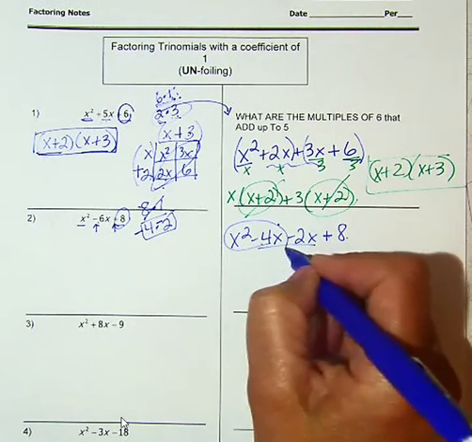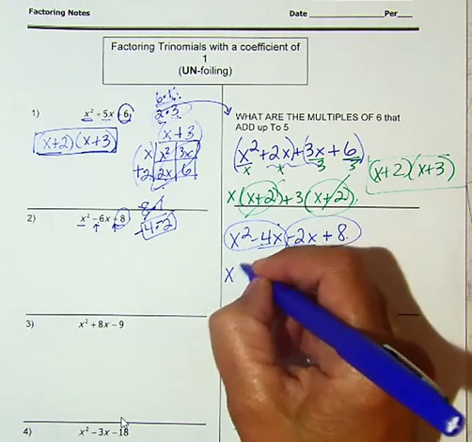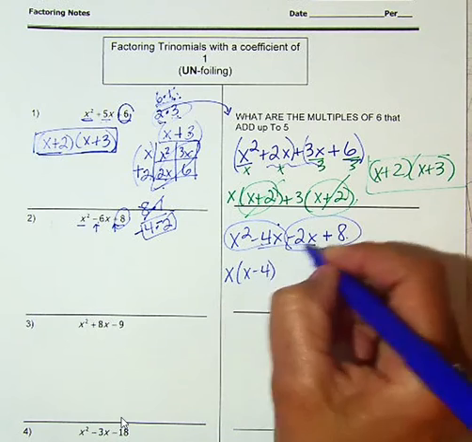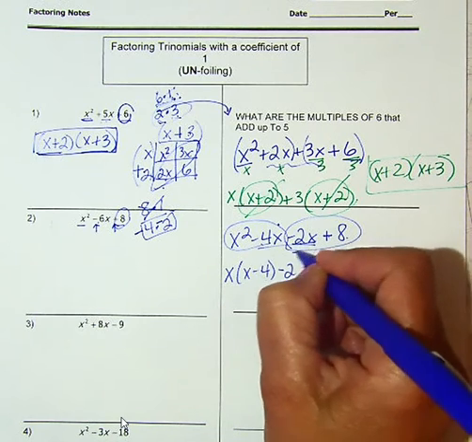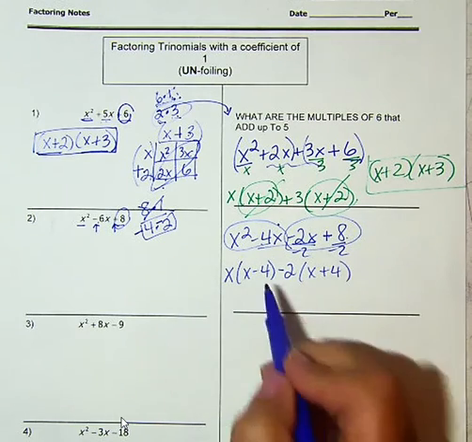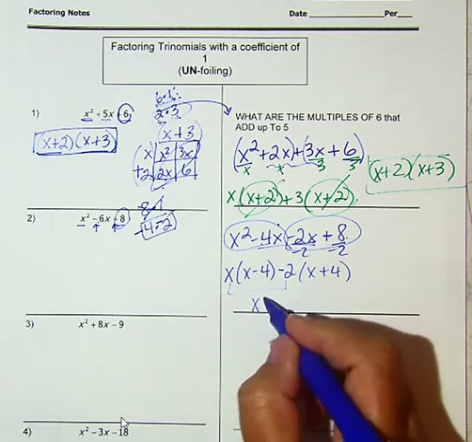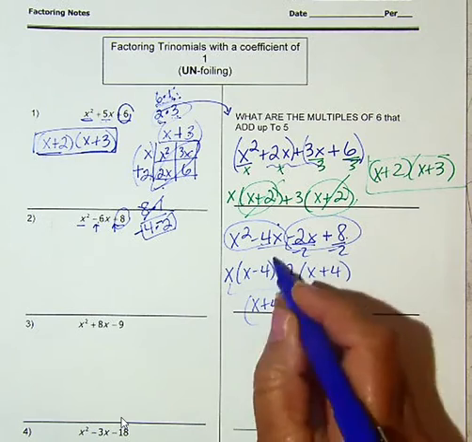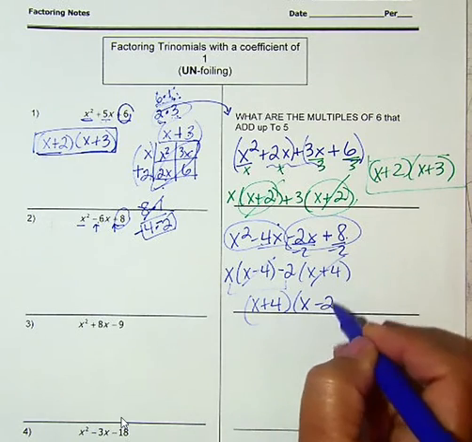Then I can group. I can take an x out, and I have x minus 4 left. I can take a negative 2 out of here, and I have an x plus 4 left. Then my answer is going to be x plus 4 times x minus 2.